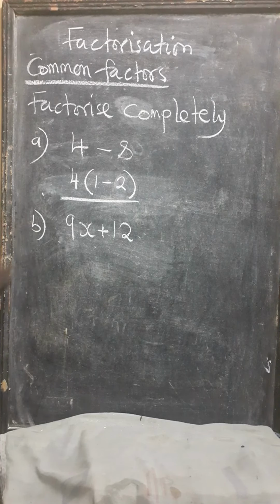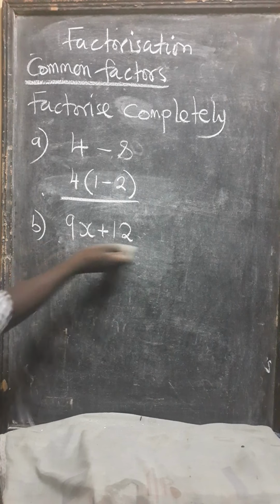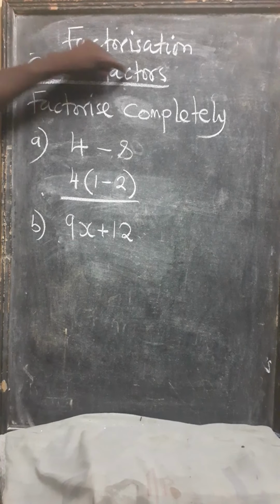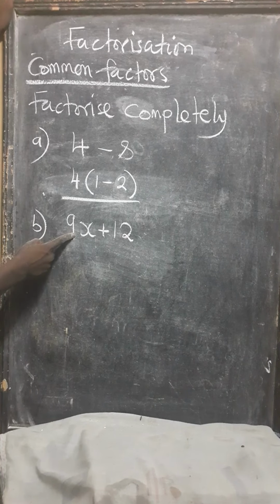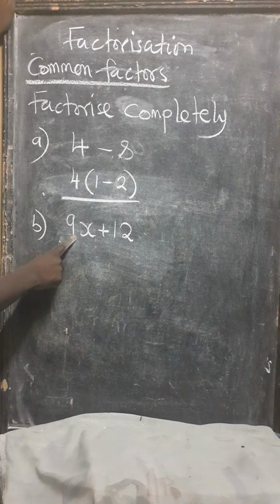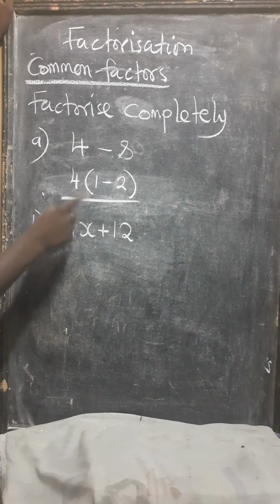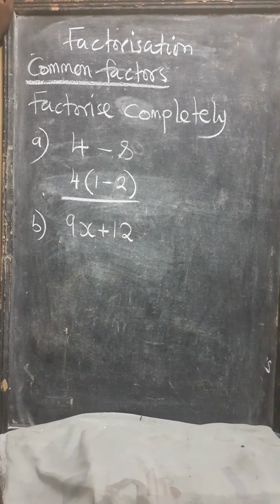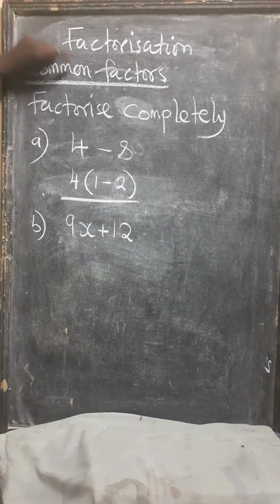9x plus 12. So we look at what is common here. What is our common factor? We look at these coefficients, or the numbers if you like, 9 and 12. What is the highest number that can go into 9 and 12? The highest number that can go into 9 and 12 is 3. That is the highest common factor.